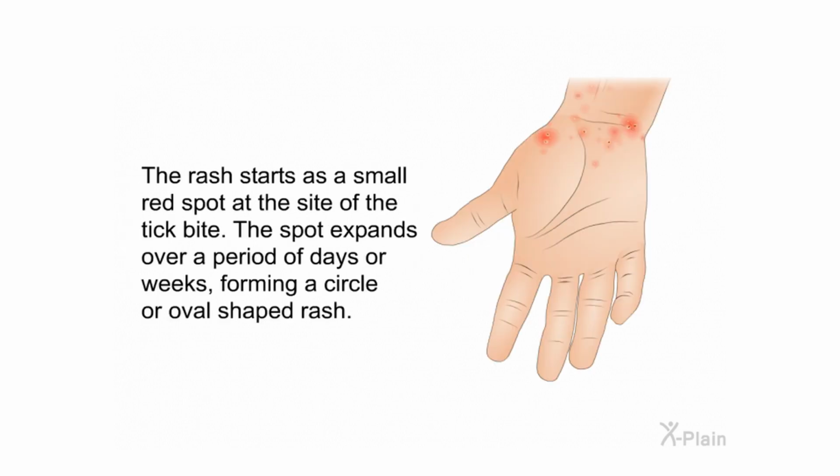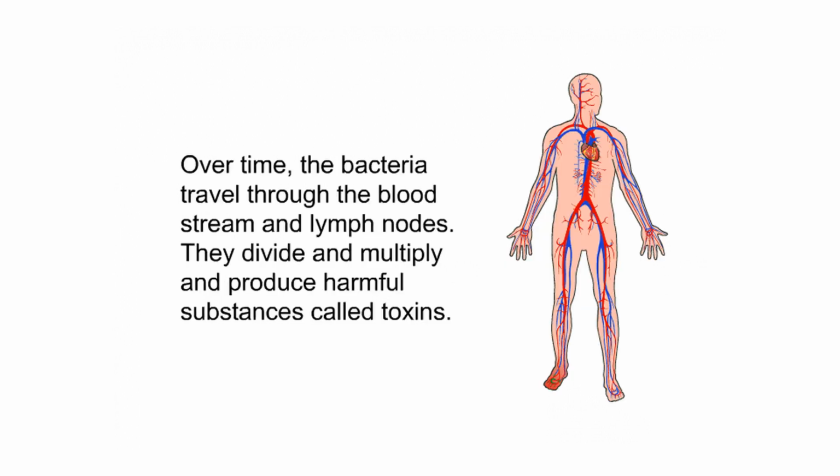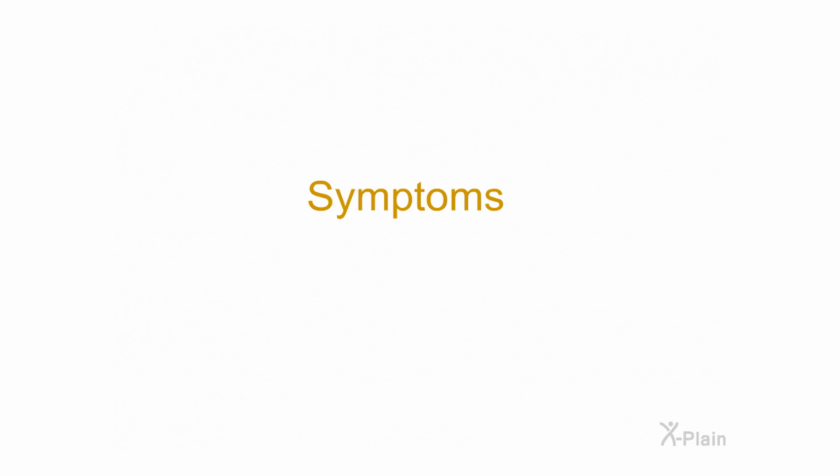The rash starts as a small red spot at the site of the tick bite. The spot expands over a period of days or weeks, forming a circle or oval-shaped rash. Over time, the bacteria travel through the bloodstream and lymph nodes. They divide and multiply and produce harmful substances called toxins. Symptoms.